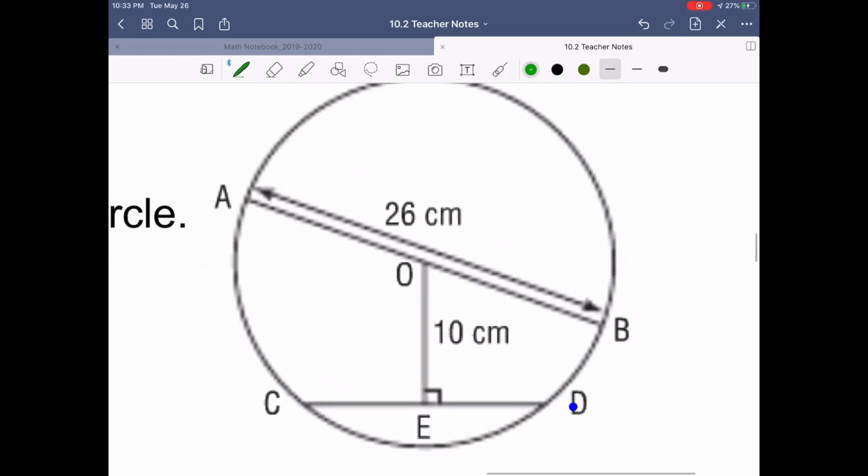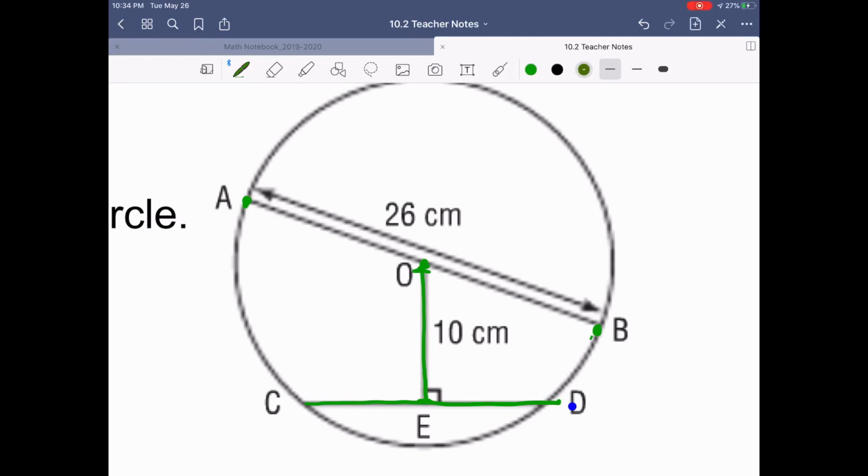So if you look here, okay, from A to B is 26. And then it says CD right here is a chord that's 10 centimeters away from the center, okay? So from here to here is 10 centimeters. And it wants us to find the length of the chord CD.